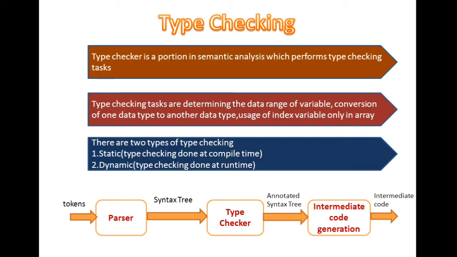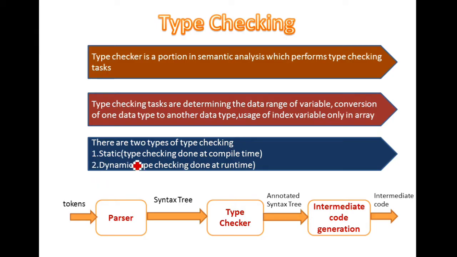Now, first we will learn about the role of a type checker. A type checker is a part of semantic analysis which performs type checking tasks. The tasks are, in general, defining the range of the variables, converting one data type to another data type, and we can also see that an index variable can be used only in arrays. These are the limitations in the respective programming languages, and these limitations are checked by a type checking module. And as far as type checking is concerned, it is broadly classified into two types.